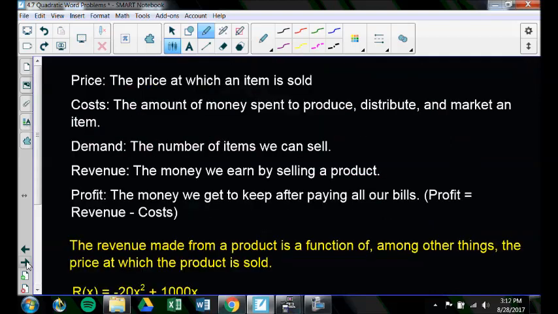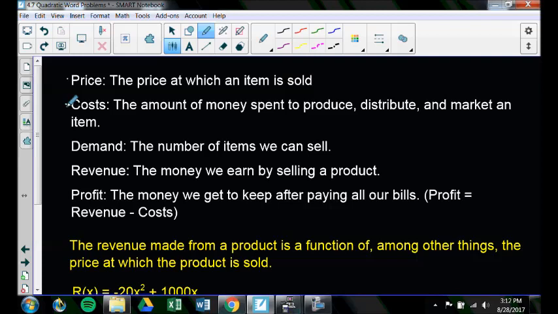Okay, let's talk about businesses now. Quadratics come up with sales and revenue quite a bit. So we're going to do some vocab real quick. Price means the price at which an item is sold. You buy a pair of shoes for $12, the price is $12. Cost means the amount of money spent to produce, distribute, and market something. So if you bought a pair of shoes for $12, it did not cost all the companies involved, all the powers that be, $12 to make, produce, and ship and market those shoes.